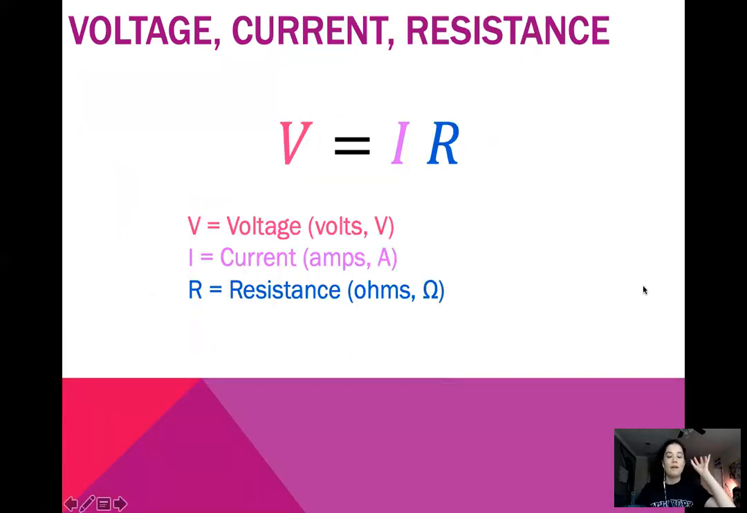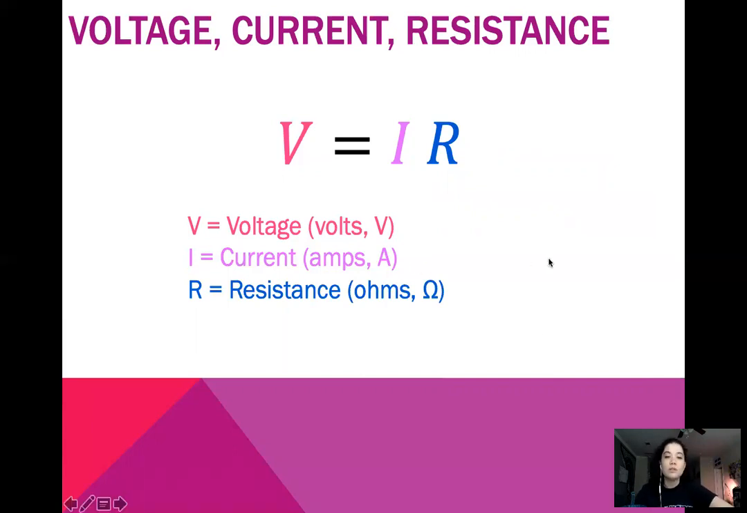Now getting into our mathematical relationships. Please make sure you write all these down, pause the video if you need to, label it, make sure you got all this down. So V equals IR. This means that our voltage will equal the current times the resistance within a circuit.